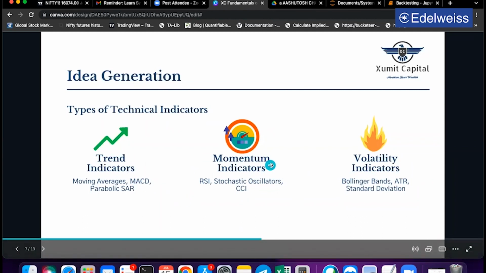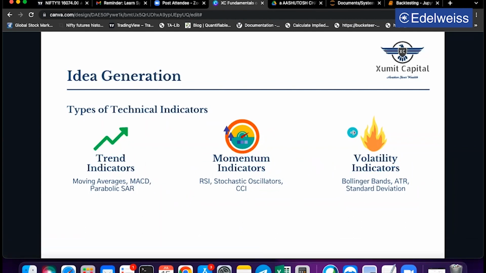The trend indicators, momentum indicators, and the volatility indicators. I guess most of us are well aware of this stuff. So for example, we know how indicators are used: if the close is above 200 MA, it's bullish, and below that it's bearish, right. But now we have to design strategies around this.